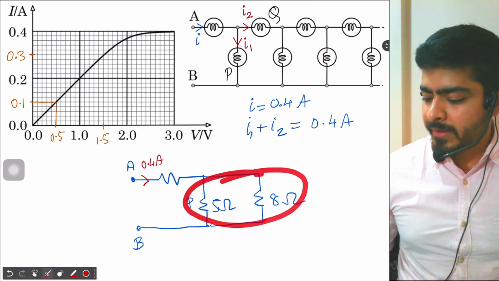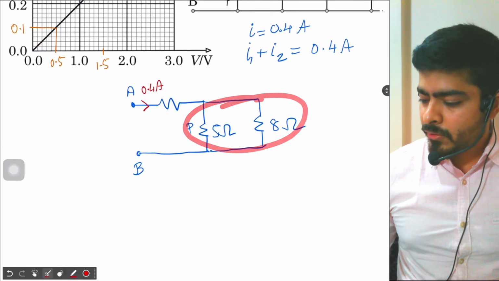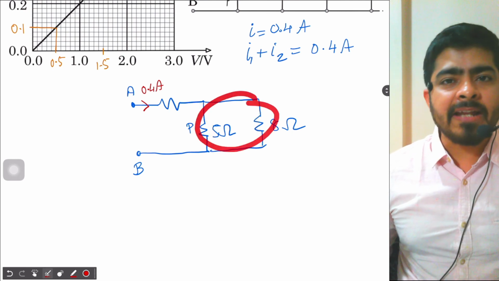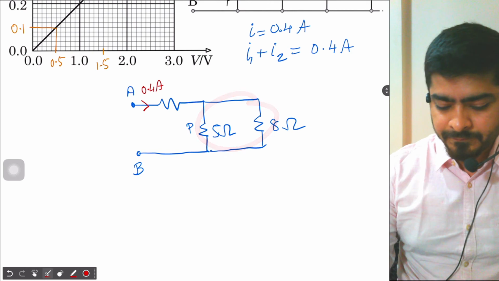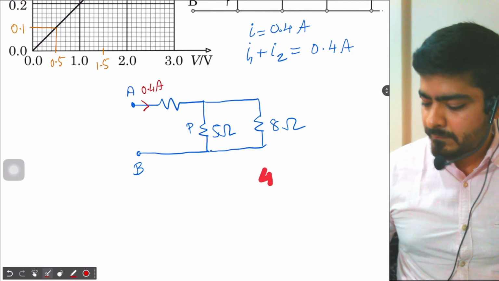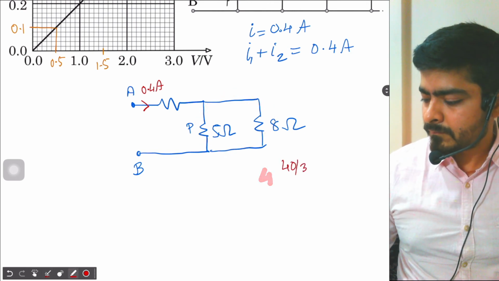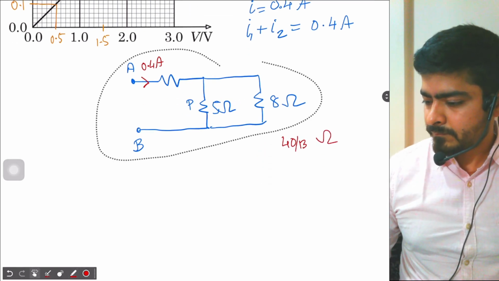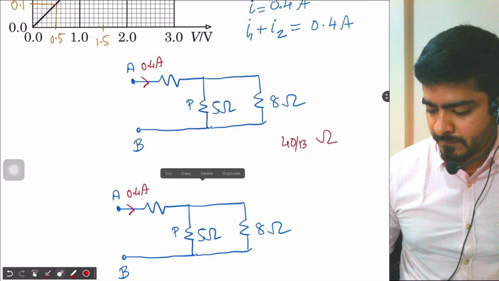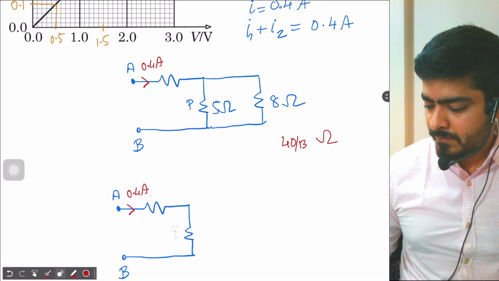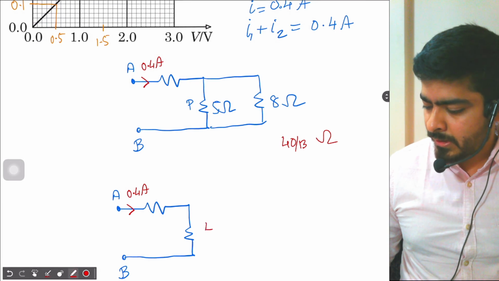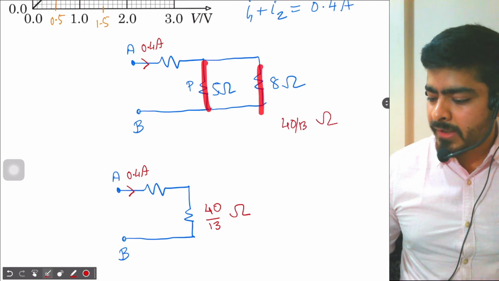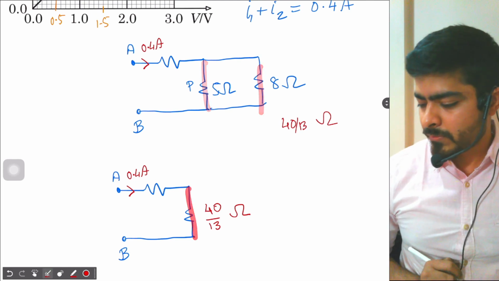Let's first of all find the equivalent resistance over here. So 5 and 8 are in parallel. So the net resistance over here will be what? 5 times 8 divided by 5 plus 8. So that will be 40 by 13 ohms. So we redraw the circuit now, and we replace this with a resistance of 40 by 13 ohms. These two branches have been replaced with the single 40 by 13 ohms resistor.